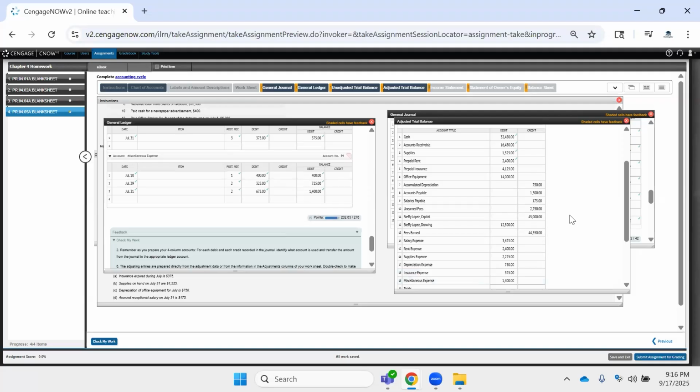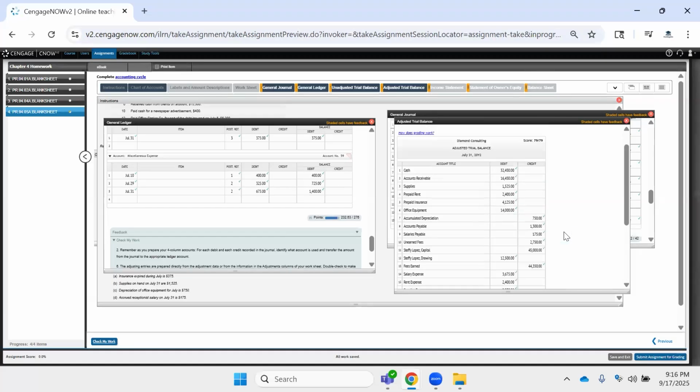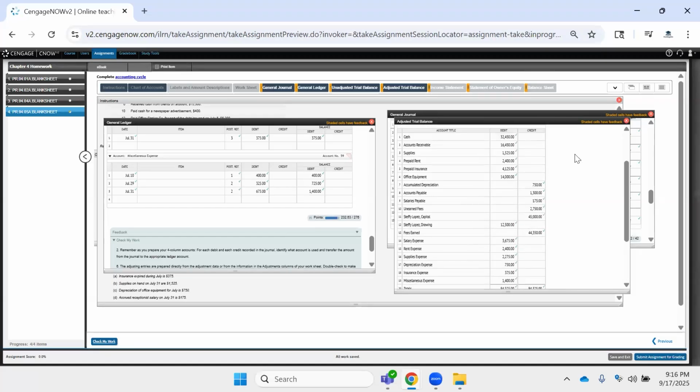Now, I'll go through here and add up all of these adjusted trial balance amounts, and you can pause the video to add them up on your own if you'd like. So our adjusted trial balance amount is 94,325 for both our debits and our credits. And as you can see, we got 21 out of 21 for the adjusted trial balance.